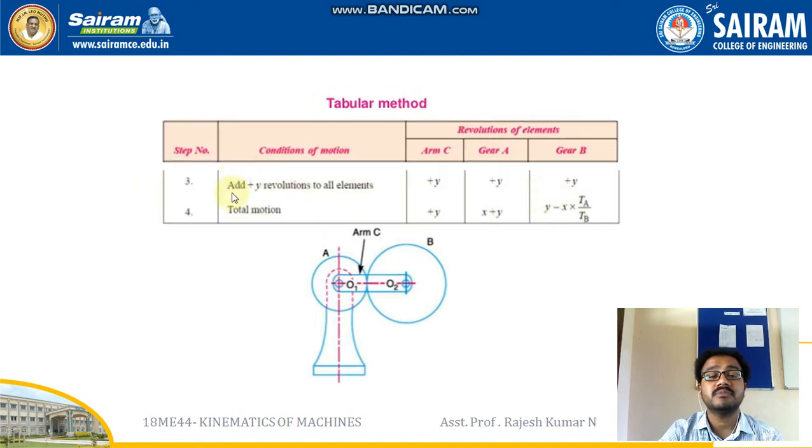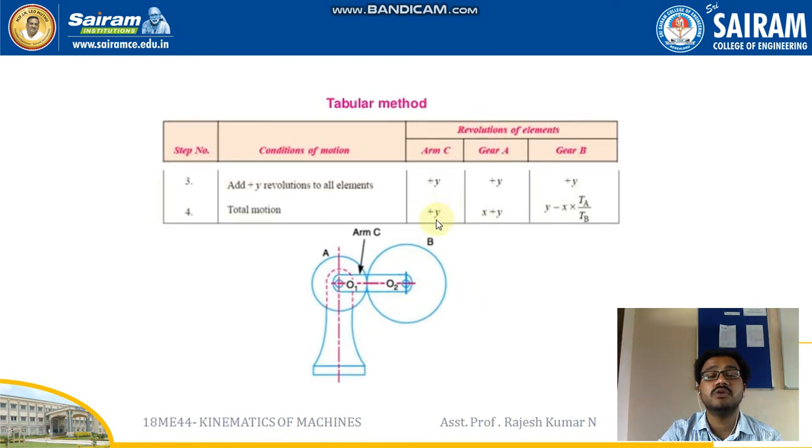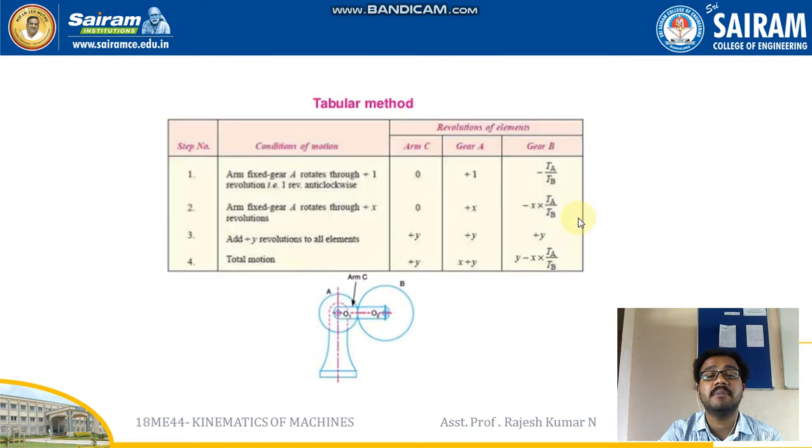Now the third step: add plus Y revolutions to all the elements. In the very first step it was +1 revolution of gear A, in the second step I add plus X revolutions, and the third one is plus Y revolutions everywhere. It is not only A and B, now even including the arm. If everything is rotating, I'll be adding plus Y to everything. So the total motion for this case is plus Y for the arm, X plus Y, and here Y minus X into TA by TB.